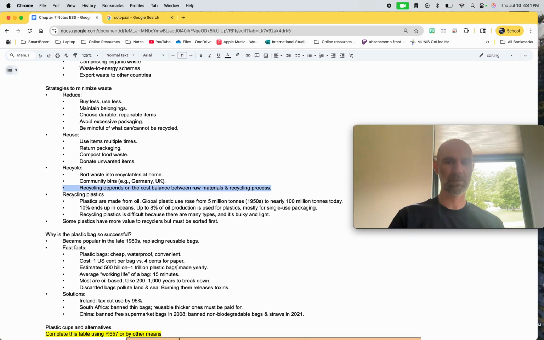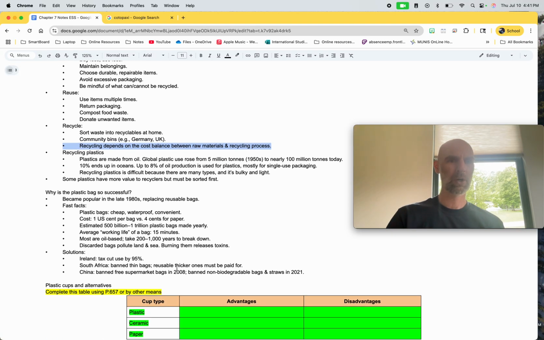Recycling plastics. Plastics are made from oil, which is bad, because we use oil that much quicker when we use plastics. Global plastic use rose from 5 million tons in the 1950s to nearly 100 million tons today. That's why when you look at old war movies or movies from the 1940s or 50s, they don't have plastics in them. If you're doing a historical reenactment, it's not going to have anything new there.